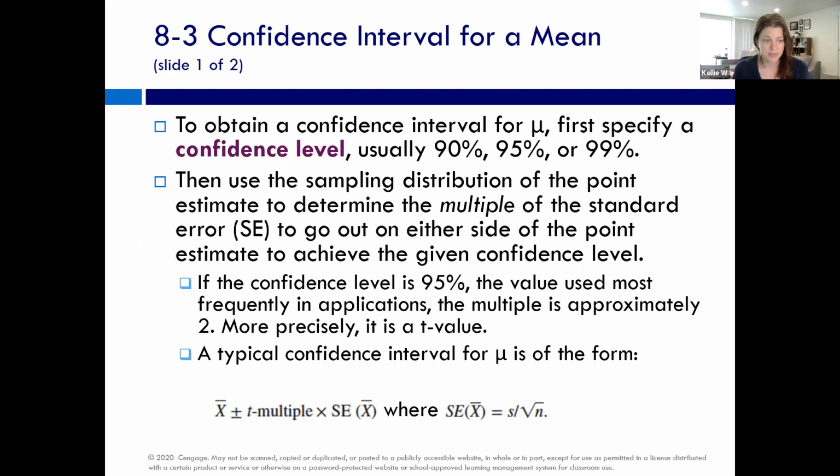So we use the sampling distribution of the point estimate to determine what that multiple of the standard error is that's going to go on either side to help you get that confidence level. So if the confidence level is 95%, then the multiple is approximately 2 with a large sample size, but we can calculate the precise value with a t value, which comes from the t distribution. So the typical confidence interval for a mean is the sample mean plus or minus that t multiple times the standard error of the mean. And that's just the standard error divided by the square root of the sample size.